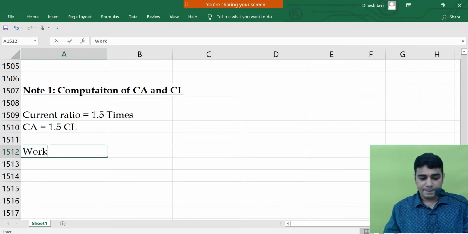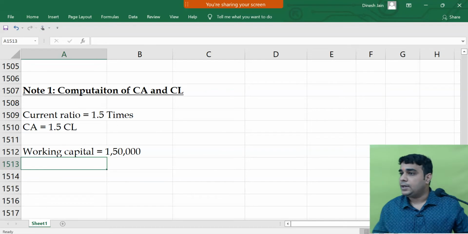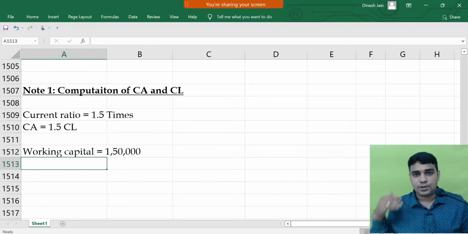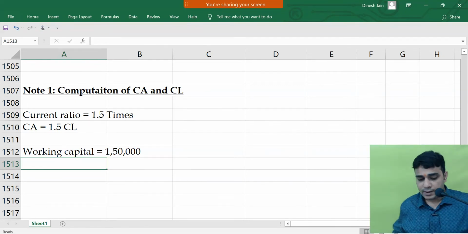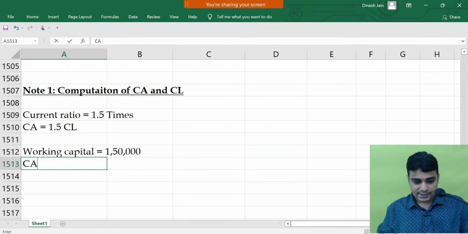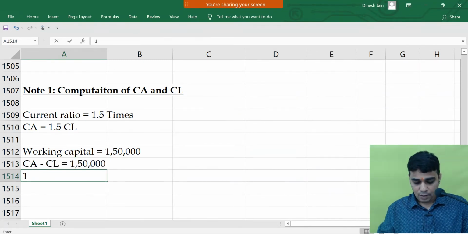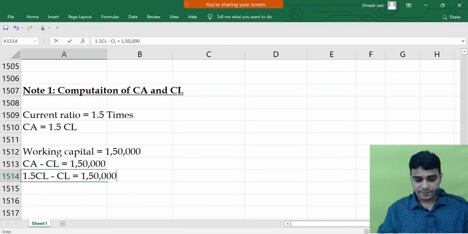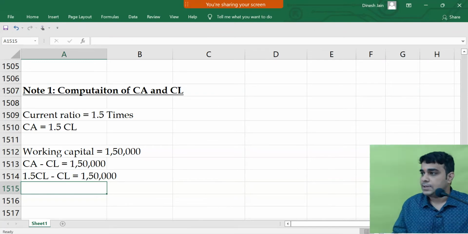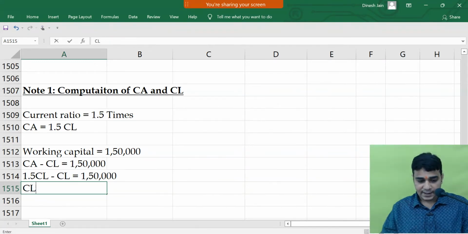Then working capital is equal to how much is given in the question? This is another combination, like you use the combinations of current ratio, quick ratio, and your stock. Current assets minus current liability is equal to 1,50,000. 1.5 CL minus CL is equal to 1,50,000. I can say current liability is equal to 3 lakhs.